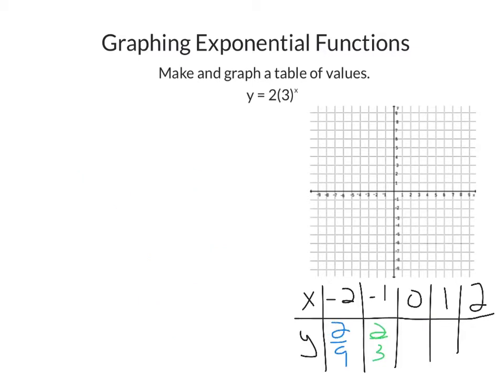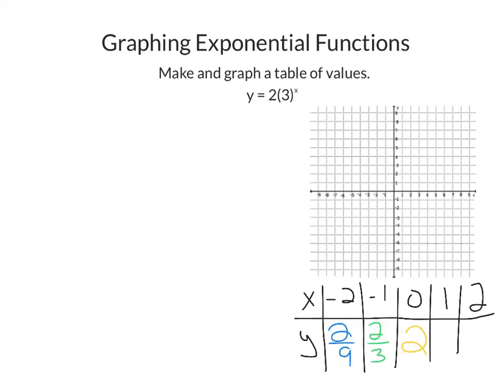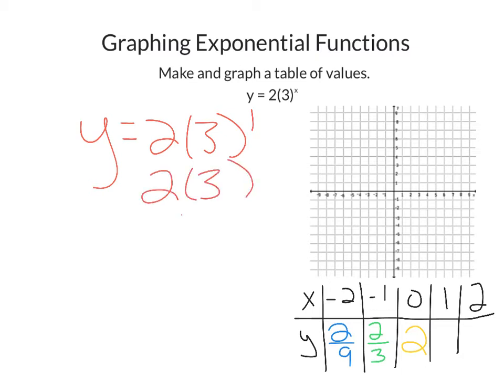Next, plug in 0 for the exponent. So I get y equals 2 times 3 to the 0. Remember, anything to the 0 power is 1, so I really just have 2 times 1, or 2. So when I plug in 0 for x, I get the point 0, 2. Now let's plug in 1 for x. So I get y equals 2 times 3 to the 1. Anything to the first power is itself, so I really just have 2 times 3, or 6.